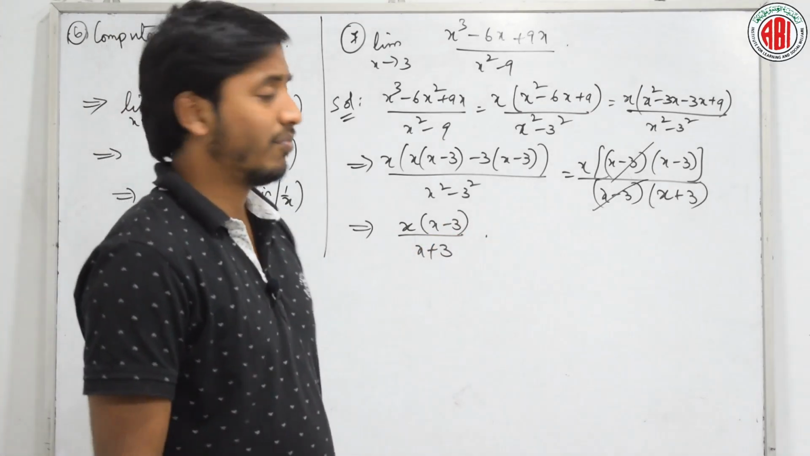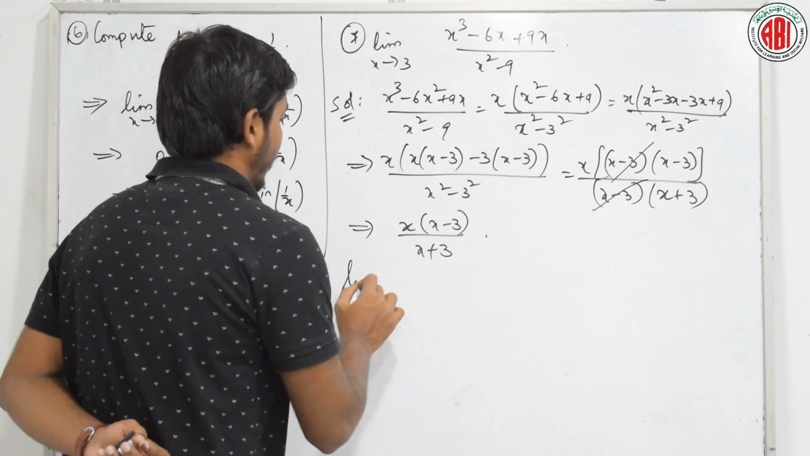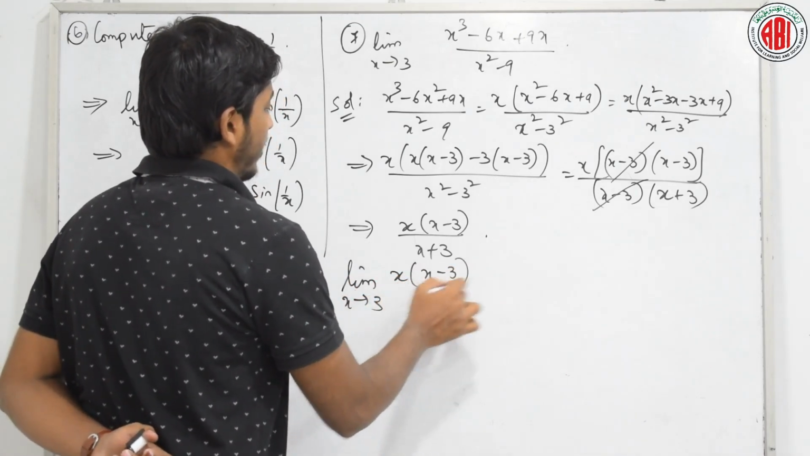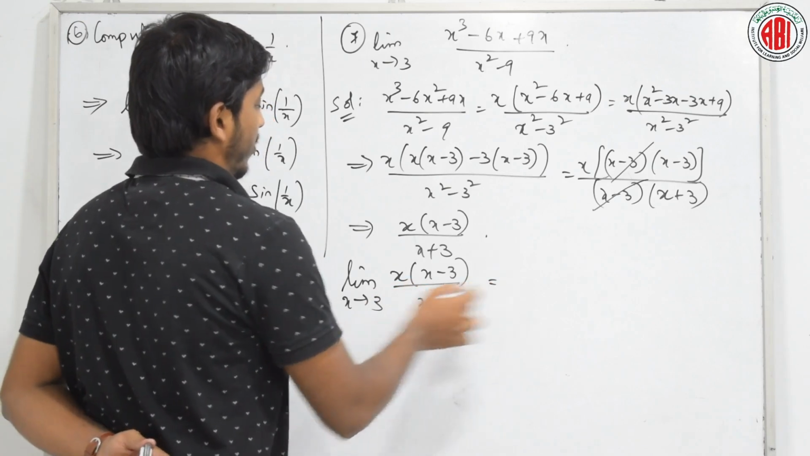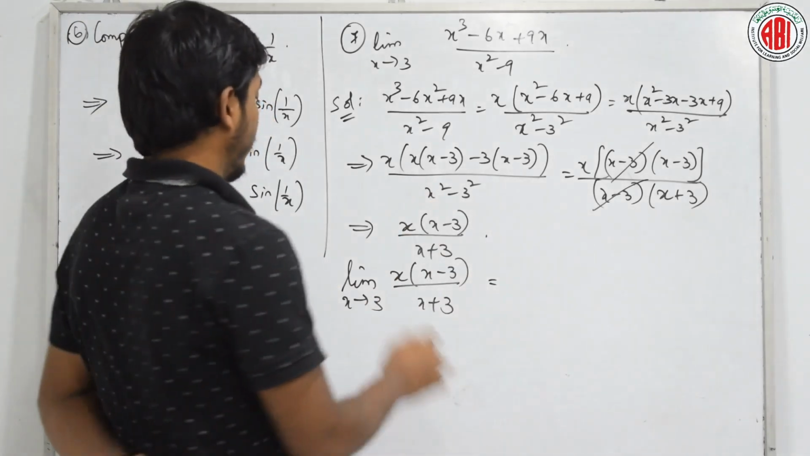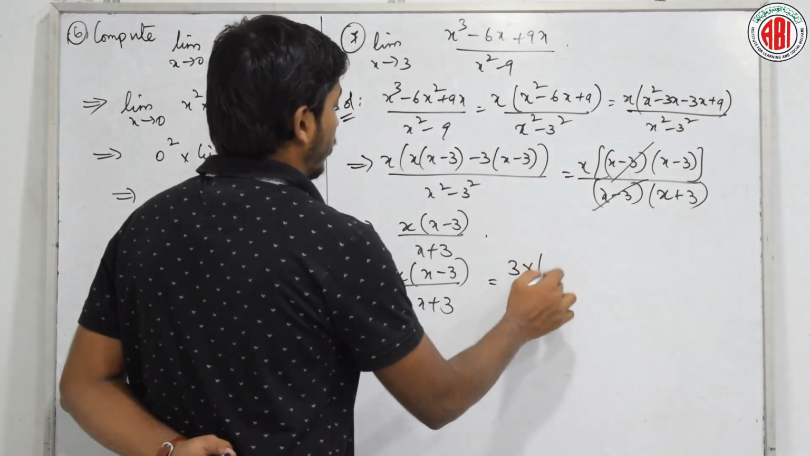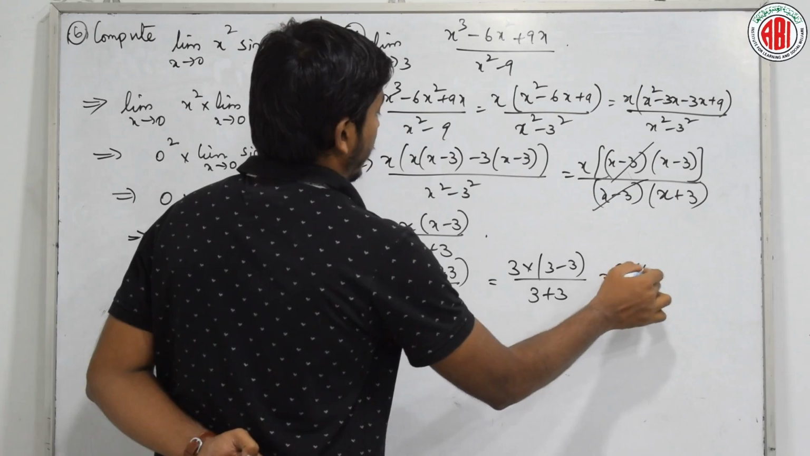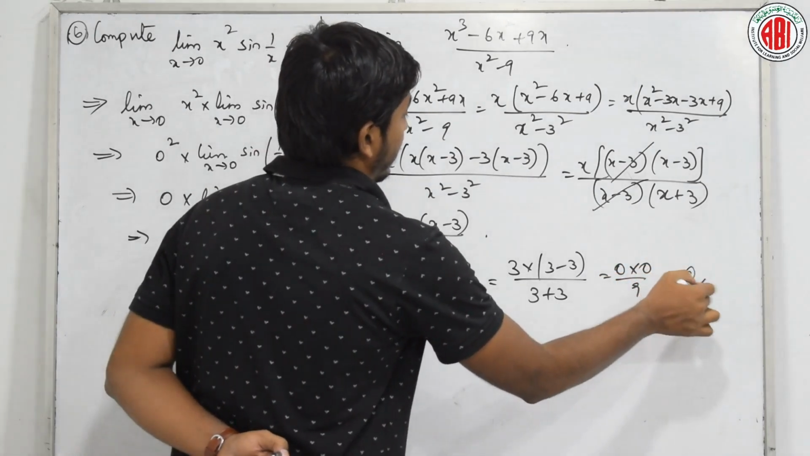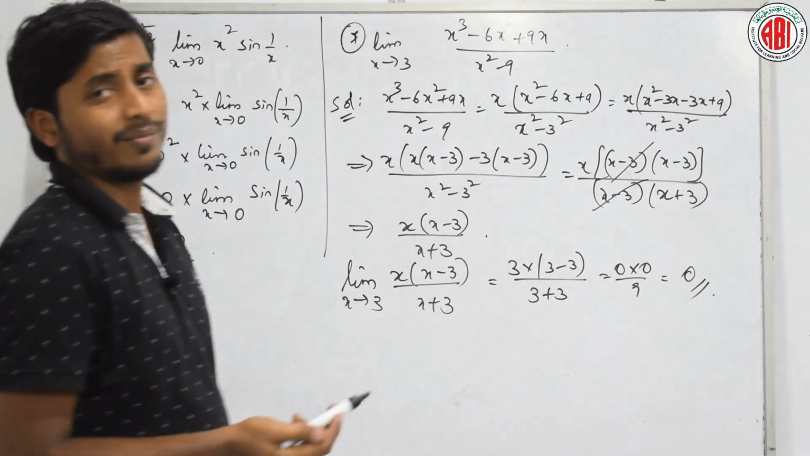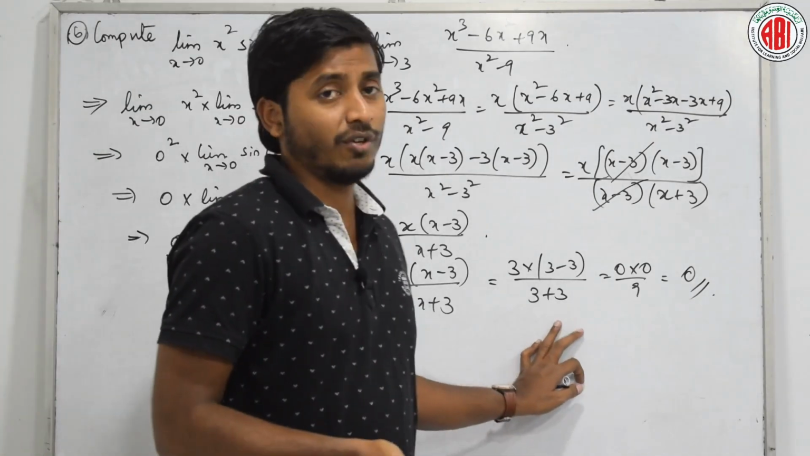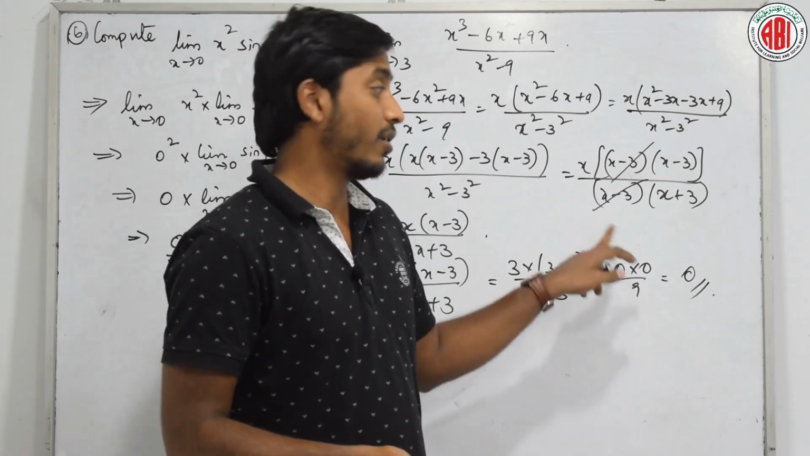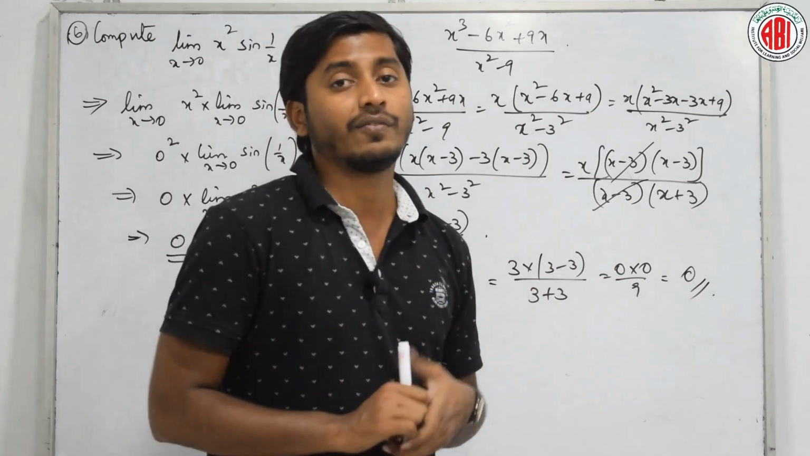Okay. The next step, let us apply the limit. Limit x tends to 3, x into (x minus 3) by (x plus 3), that is equal to, directly substitute it. That is 3 into (3 minus 3) by (3 plus 3). That is 0 into 0 by 9. Whatever it is, the answer is 0. How? 0 into something, again 0, irrespective of the denominator. See here 3 plus 3, that is a non-zero term. If it is a 0 term, it becomes an indeterminate form.